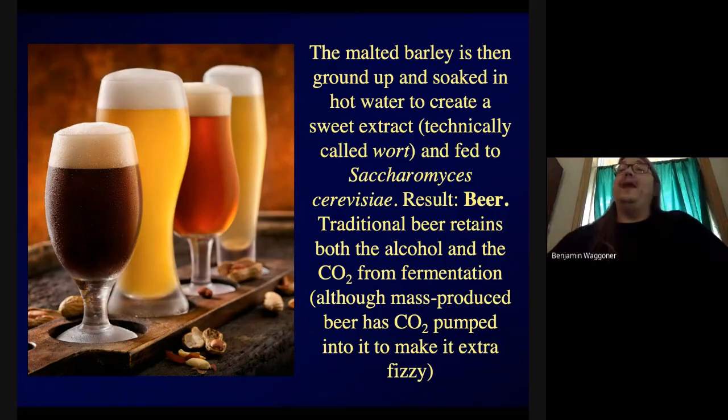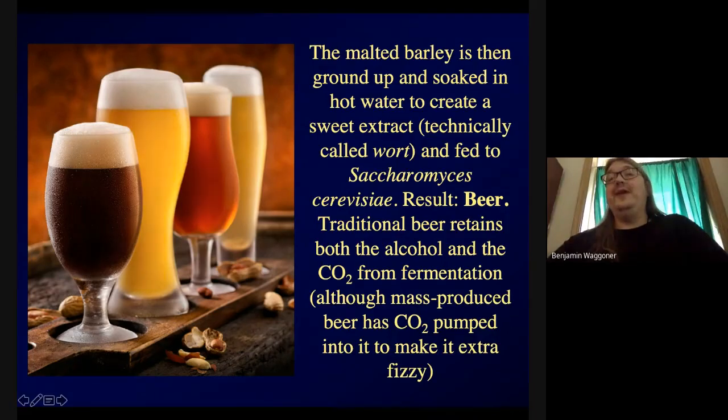And you cool that hot extract down and you feed it to Saccharomyces cerevisiae, the yeast, which will use its own enzymes to break the maltose into glucose and then break the glucose through many steps into ethyl alcohol and carbon dioxide, and you've got beer.